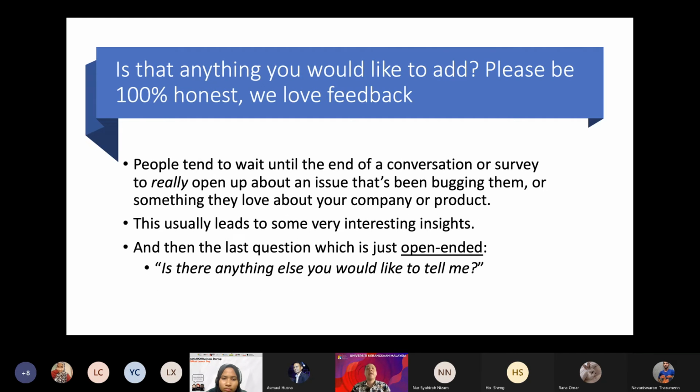Okay, and then this is the last question. Normally if you answer any survey, they can ask you, is there anything that you would like to add? So please be 100% honest, or maybe this kind of question: we love your feedback, can you give comments and so on? So this is the last one. Maybe after all the questions, they have something to say that you never asked about, so they will leave the answer here.